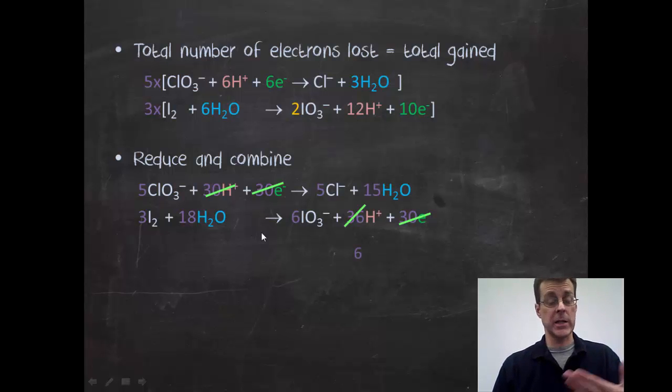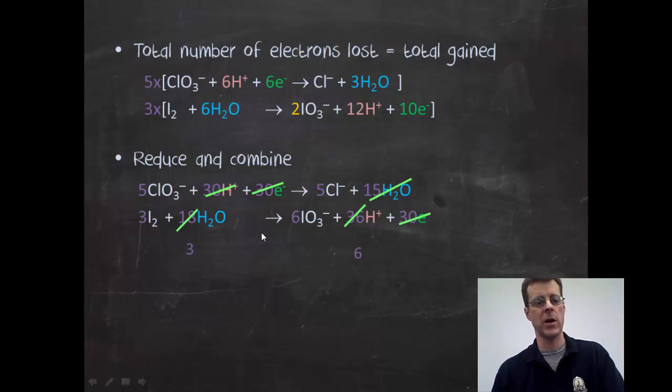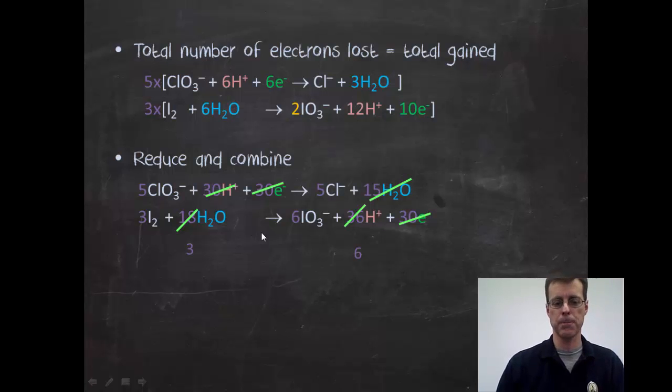But I also have hydrogens on both sides, H pluses. Well, I've got one that's 30, one that's 36. So I can cancel out all of one with most of the other, leaving me with 6 hydrogens left over. And similar thing with water. I can cancel out all of one with most of the other, leaving me with 3 waters.